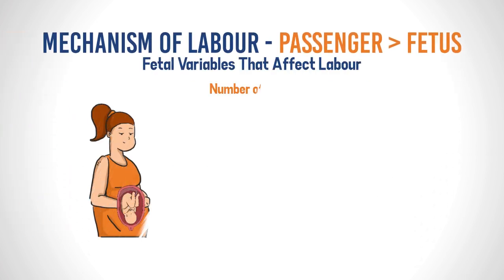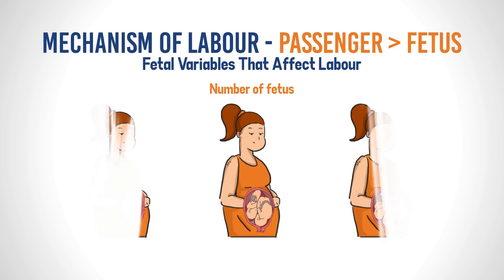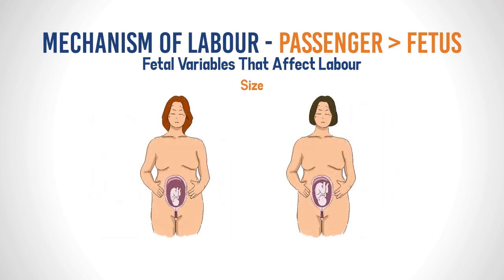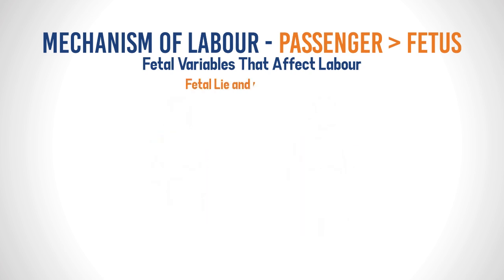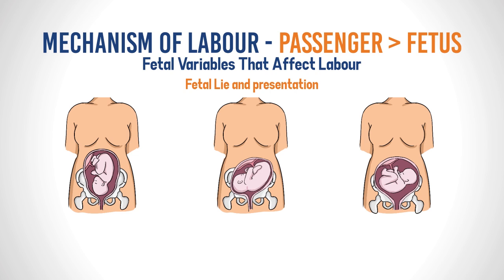Passenger refers to the fetus, and there are several fetal variables that can affect the course of labor, such as size of fetus. Small fetuses negotiate the birth canal readily, while large babies could lead to cephalopelvic disproportion. Lie: the long axis of the fetus relative to the long axis of the uterus, which is often dextrorotated. Fetal lie can be longitudinal, oblique, or transverse.